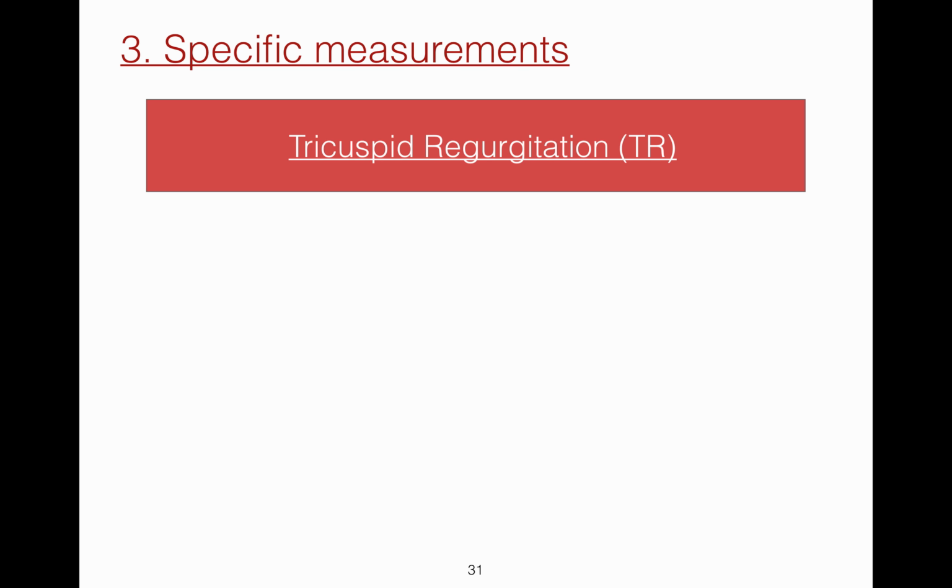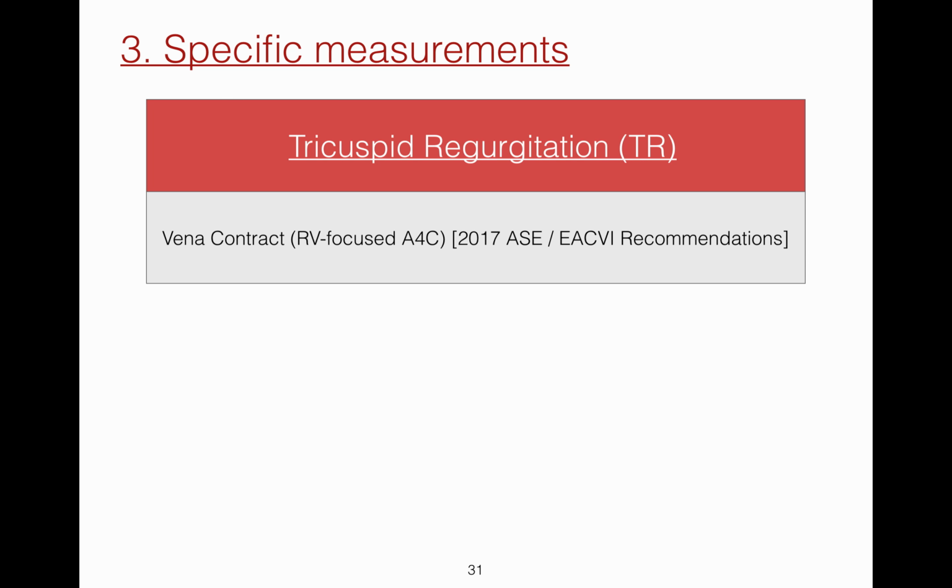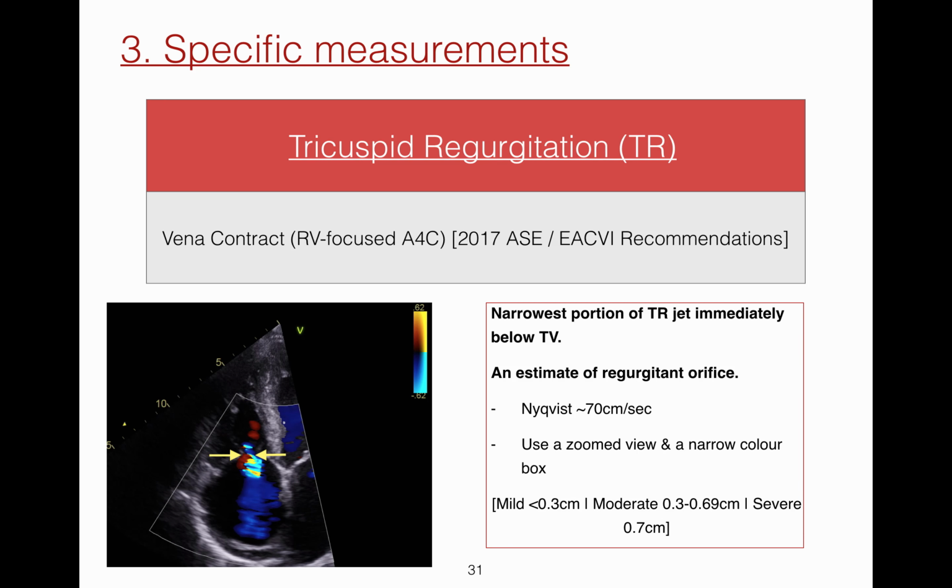Another method for measuring tricuspid regurgitation. The 2017 recommendations indicate that, together with studying the continuous wave signal density and profile and hepatic vein flow when evaluating tricuspid regurgitation, measuring the vena contracta is helpful. As you know, the vena contracta is the narrowest portion of the jet immediately below the valve. That is, it's a cross-sectional measurement of the blood column as it leaves the regurgitant orifice.